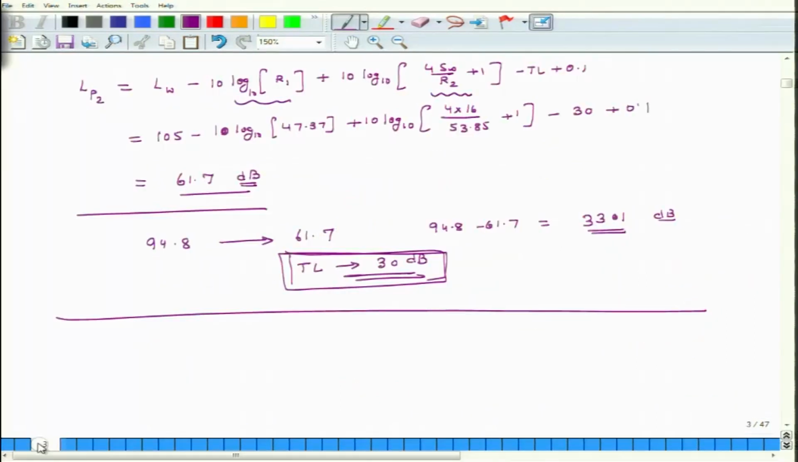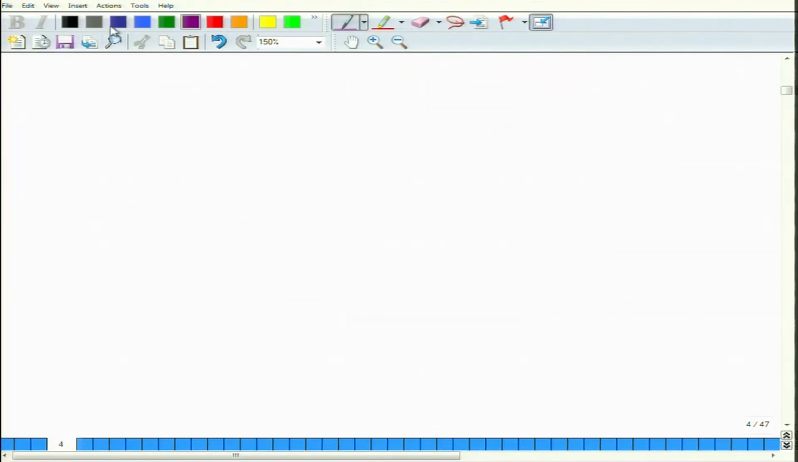The next topic we are going to introduce today is acoustic enclosures. So, what is an acoustic enclosure? Suppose you have a noise making machine, right.